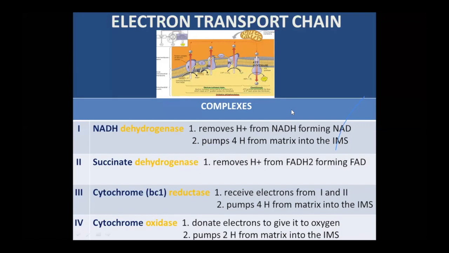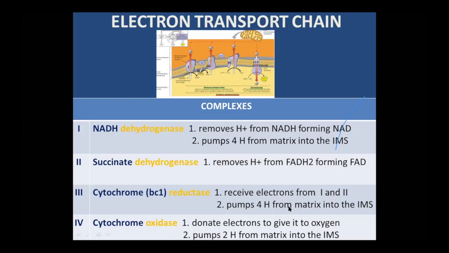Okay? Now, before we go to the third, please remember or recall the redox reaction, oil rig. If you remember oil rig, oxidation is loss, OIL. Reduction is gain, RIG. Okay? So here we have a reduction or a reductase. Reduction again is gain. So cytochrome BC1 receives or gains electrons from complex 1 and 2. Okay? Now cytochrome oxidase, which is the fourth, oxidation is loss.